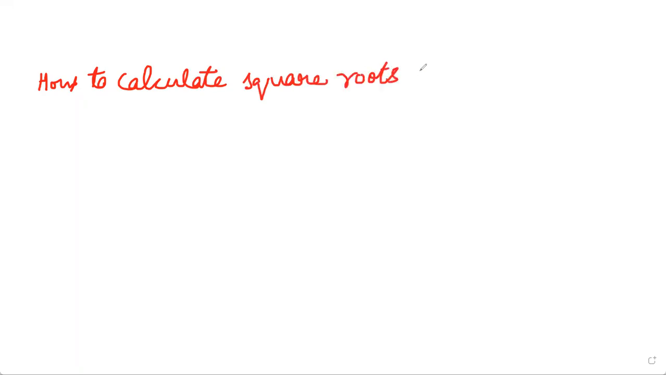First topic is how to calculate square roots of non-perfect squares. Okay. So first of all, I would like to explain what are non-perfect squares. What do you mean by non-perfect square?